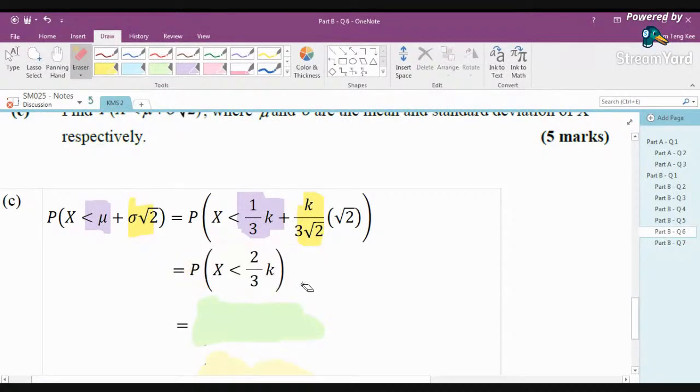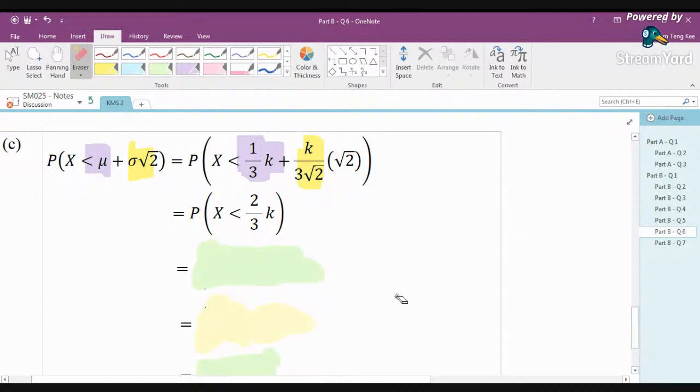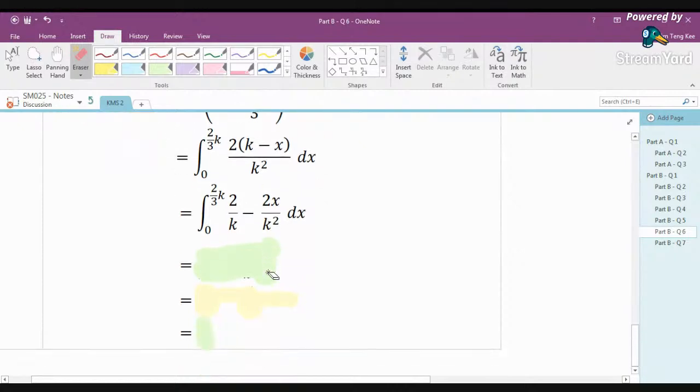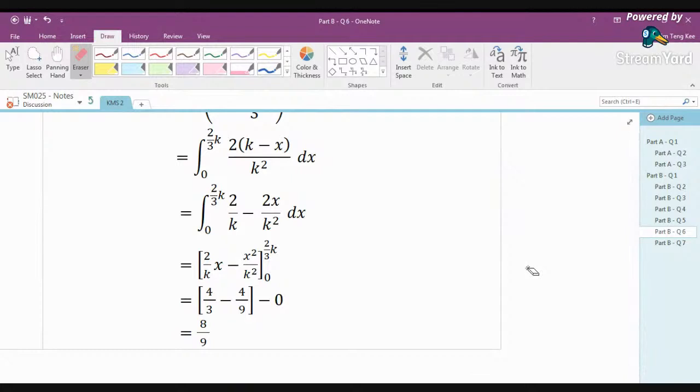By the time we simplify, I have x less than 2 over 3k. I integrate my PDF from 0 to 2 over 3k. I expand and simplify to get this function first before I integrate. Then I integrate and substitute. This is the result that I find, and k disappears along our calculations. So the answer is 8 over 9.